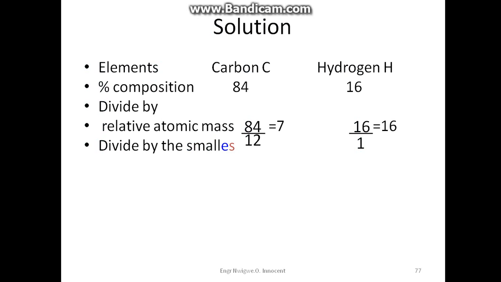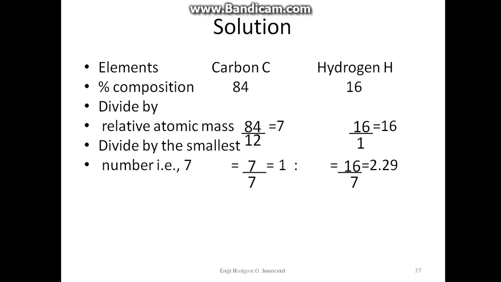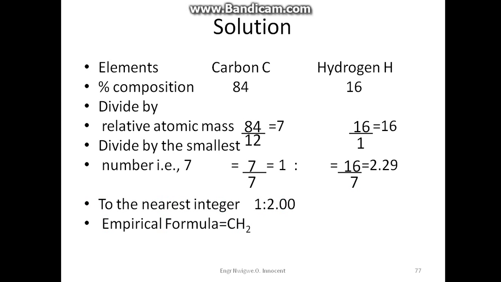Then divide by the smallest number. Since carbon gives us 7, which is smaller than 16, we say that 7 divided by 7 gives us 1, and 16 divided by 7 gives us 2.28. To the nearest integer, the ratio is now 1:2. Therefore, the empirical formula will now become CH2.